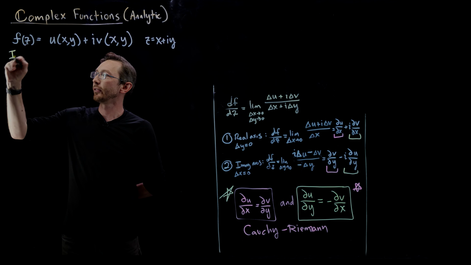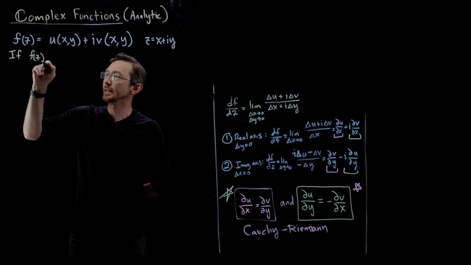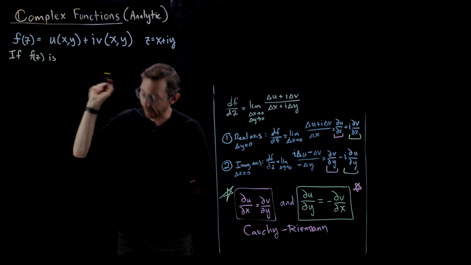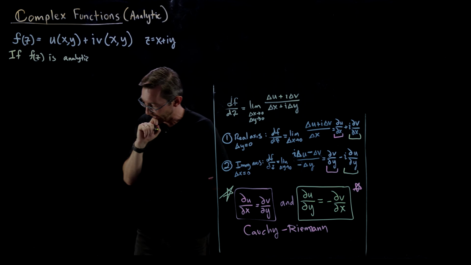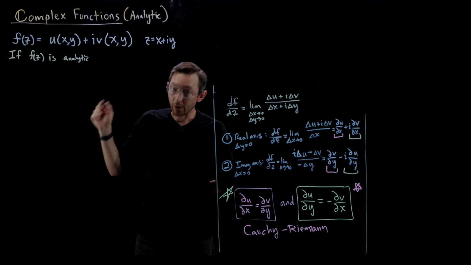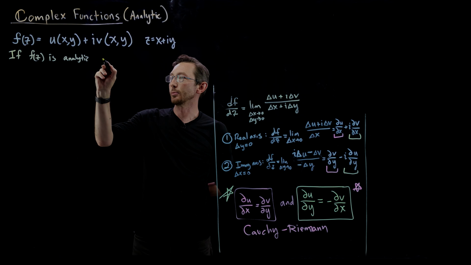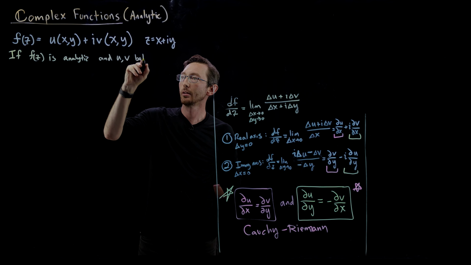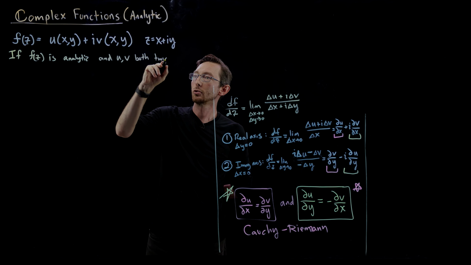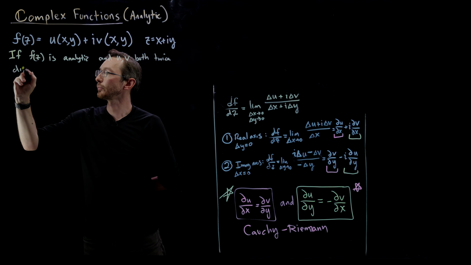So if f of z is analytic, and both u and v are twice differentiable, u comma v both twice differentiable.